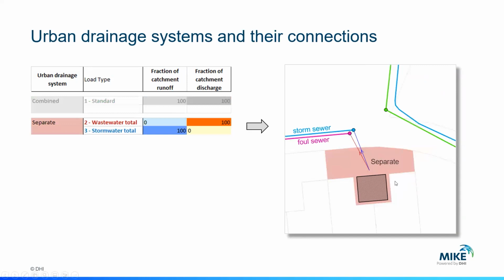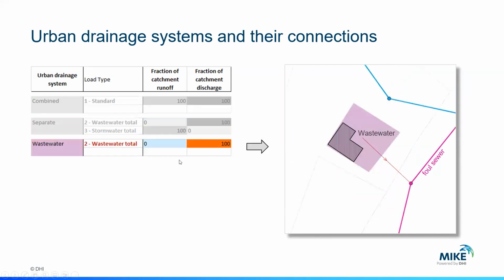Then we have the separate system, again, with wastewater and stormwater, and we connect it to a storm sewer and a foul sewer with a total rain, stormwater total and wastewater total connection. And the wastewater total refuses runoff, and the stormwater total refuses wastewater. So that's how we split the catchment.